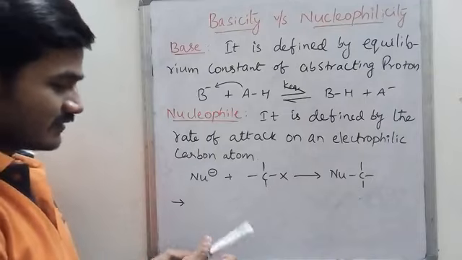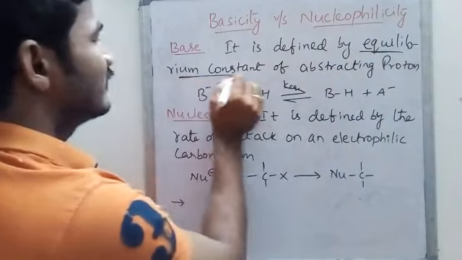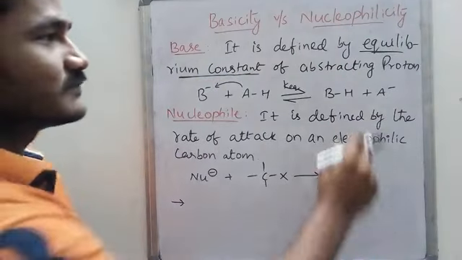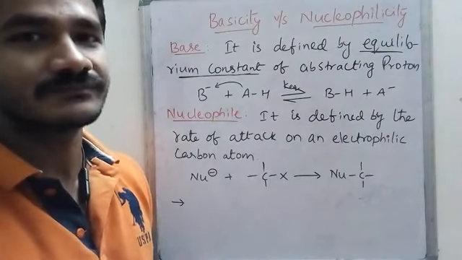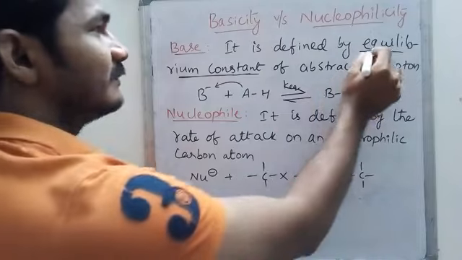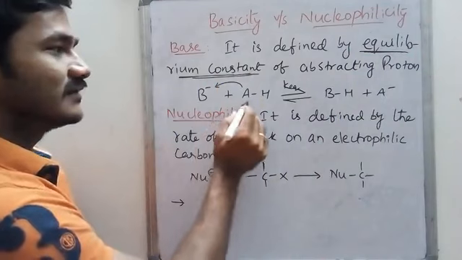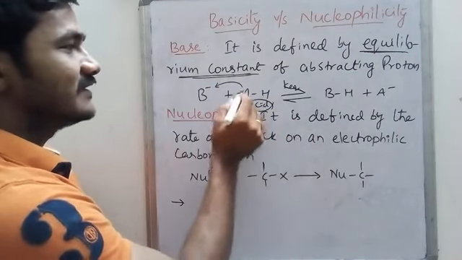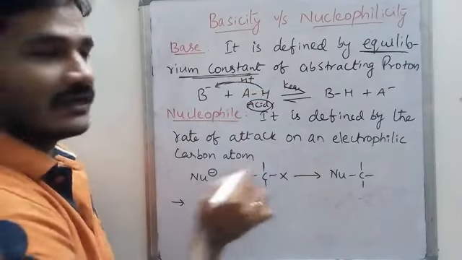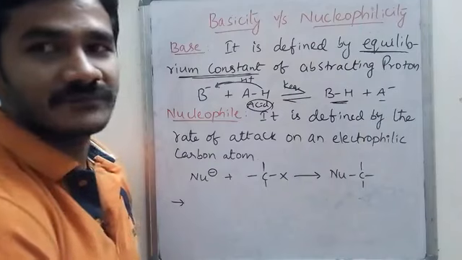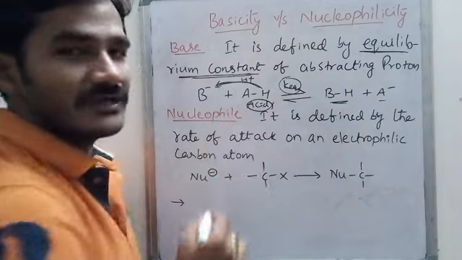See, base is defined by the equilibrium constant of abstracting a proton. Base means it has to abstract the proton, and that depends on the equilibrium constant. So here, if I take this as a base and this as an acid, it is abstracting one proton, H plus, from the acid, and we are getting BH and A minus. This abstraction of the proton depends on the equilibrium constant.